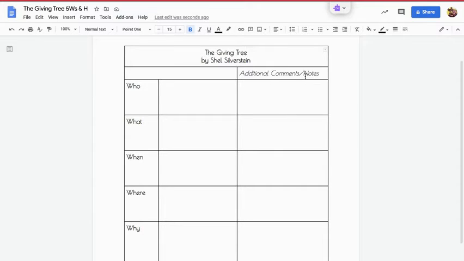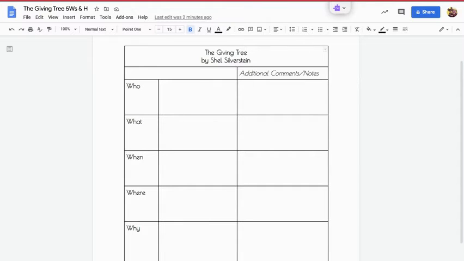There is a column here for additional comments or notes. So if you think the who is the little boy in the tree, but you think maybe there's another character at play and you want to kind of note it here, absolutely, please do that. Like I said, no right or wrong answers, but just give it a shot. Okay? So we're going to read the story.